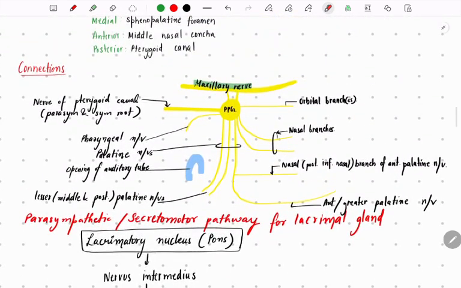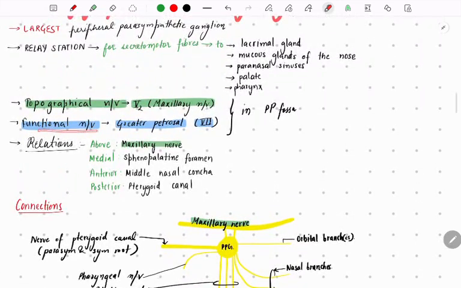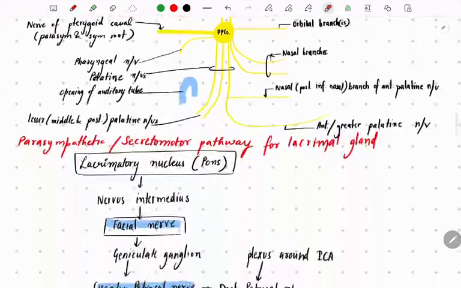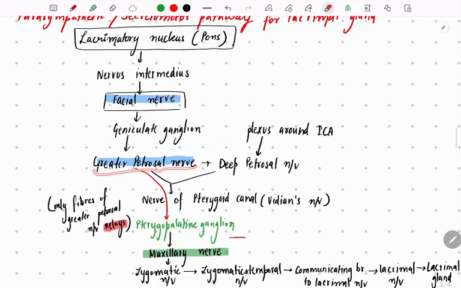As you know, we are discussing the function, right? This is going for a function. So the functional nerve was the greater petrosal, which is a branch of the facial nerve. After the nervus intermedius we have the facial nerve, and we know the geniculate ganglion is of the facial nerve. So then to the geniculate ganglion, and then the greater petrosal.